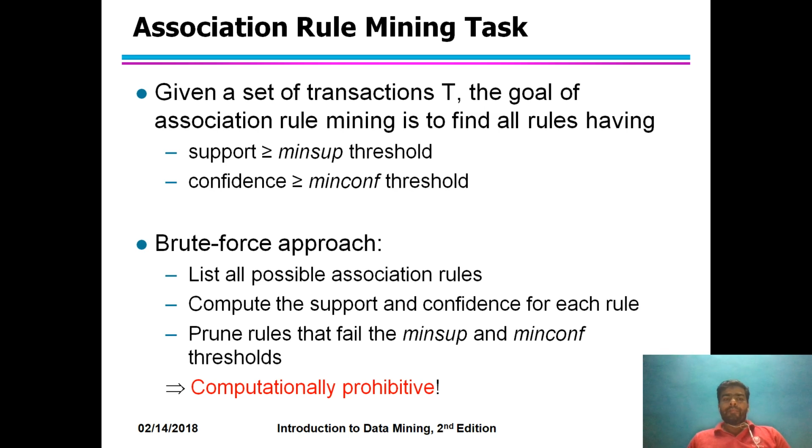Okay, so now confidence, that is also there. There also a minimum number of customers should buy the milk product, so then only it will satisfy the condition of support as well as confidence. Next, coming to the brute force approach. Here we list all possible association rules, compute the support and confidence for each rule, and prune the rules that fail the minimum support count and minimum confidence threshold.